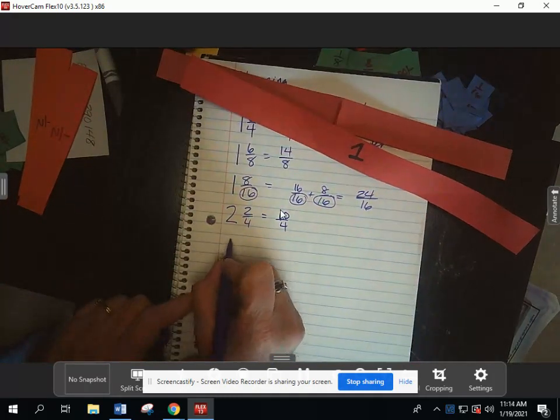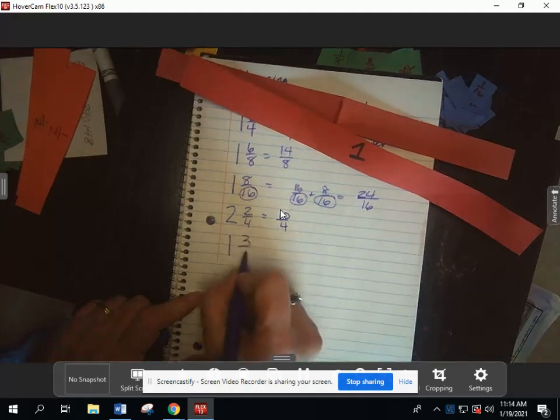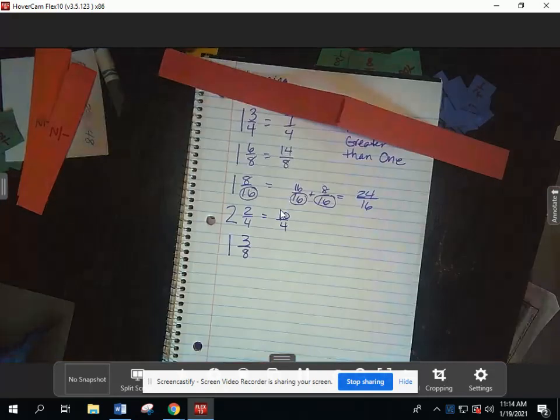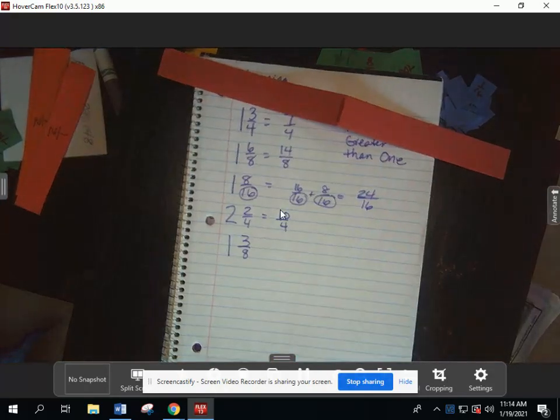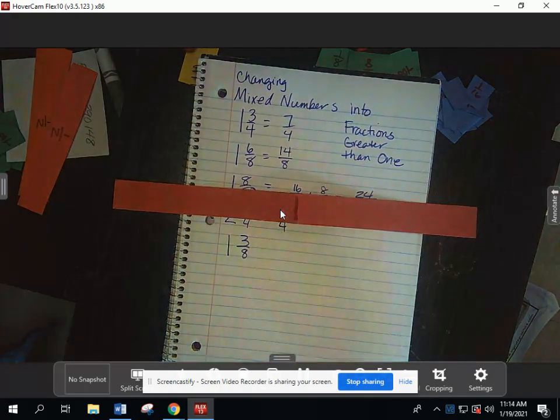Because we're not really understanding this, let's work on this again. Okay, so this time we're going to do 1 3/8. So make 1 3/8 at your seat. Here's your 1 unit. Make 1 3/8. What do you need? Okay, so 3/8. I know exactly what to do. 1 3/8. No matter what, we're gonna get it right.